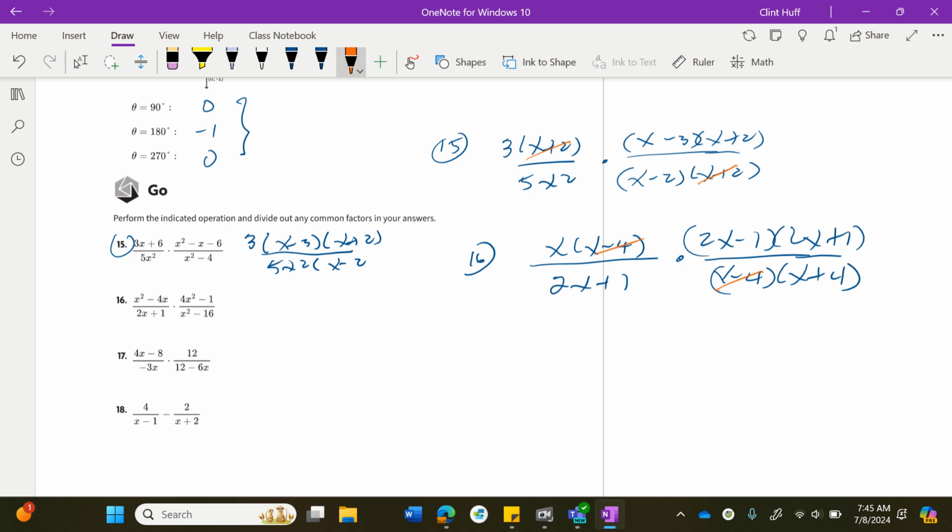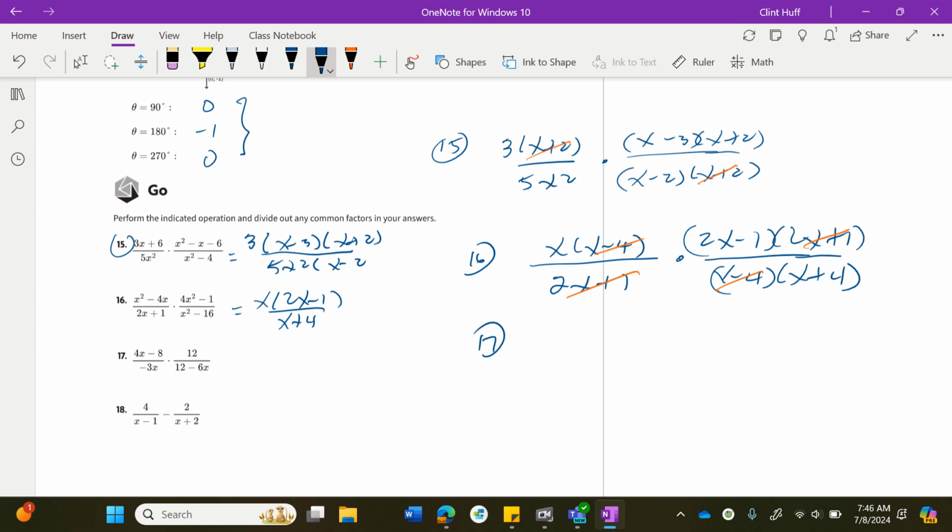We get x minus 4s to cancel out. Get 2x plus 1s to cancel out. And that leaves us with what? An x with a 2x minus 1 in the numerator, and an x plus 4 in the denominator.